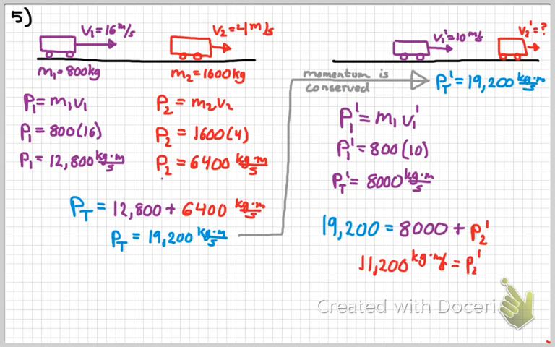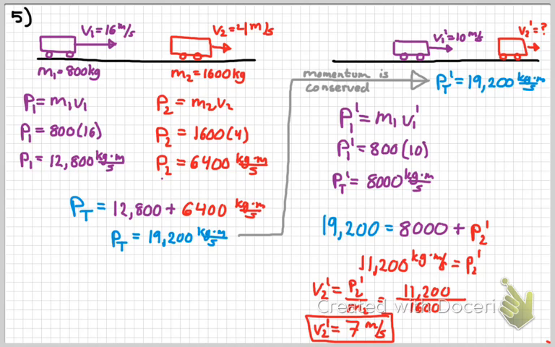Our last step, now that we know the momentum of the second car, is to figure out its velocity. So velocity is momentum divided by mass. So take the 11,200 kilogram meter per second divided by the mass, which is 1,600. So that means that the new velocity of the second car is 7 meters per second.